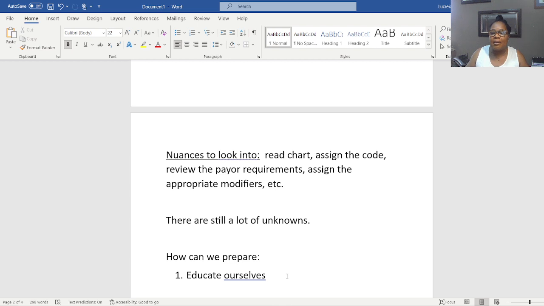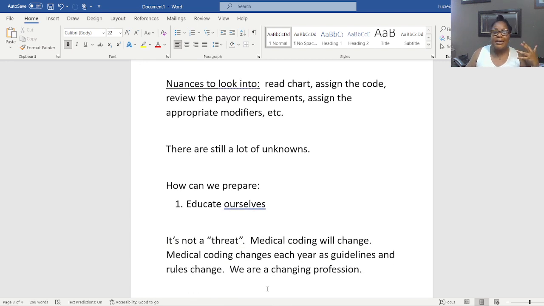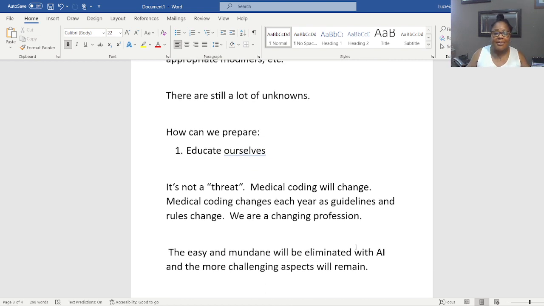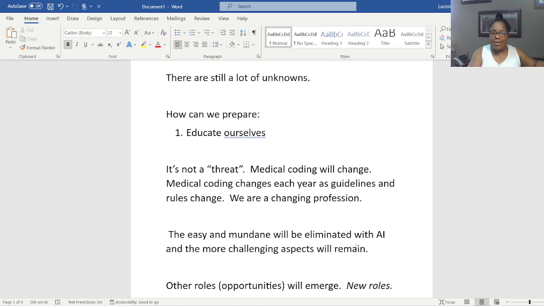So how do we prepare? Your number one step is to educate yourself. Again, artificial intelligence is not a threat. Medical coding will change. But guys, medical coding changes every year. We're having to stay current with the guidelines and the rule changes. Our profession is a changing profession. What's now easy and mundane, sure, we can give that to artificial intelligence. And then we're still going to have to handle those more challenging aspects.